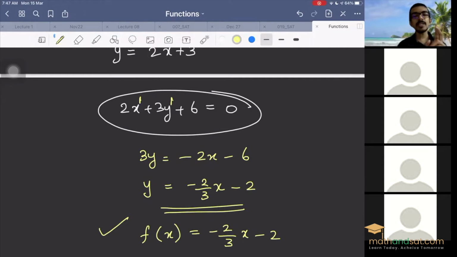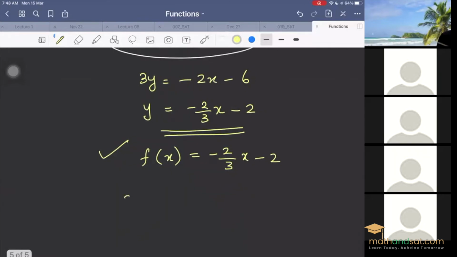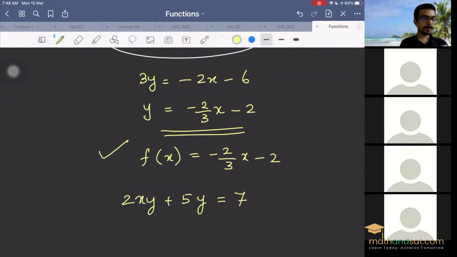So the second way is by looking at the equation that represents the relationship between input and output. You can say that it's a linear function. Is this a linear function? 2xy plus 5y is equal to 7. Will this represent a linear function?